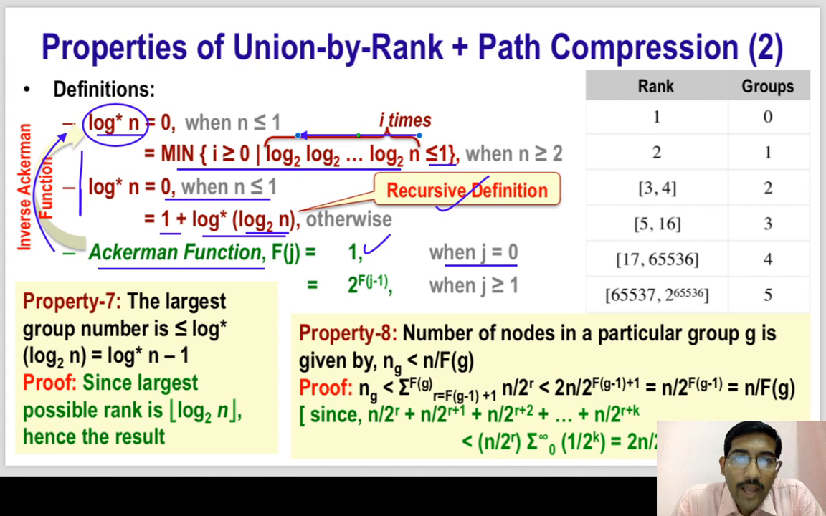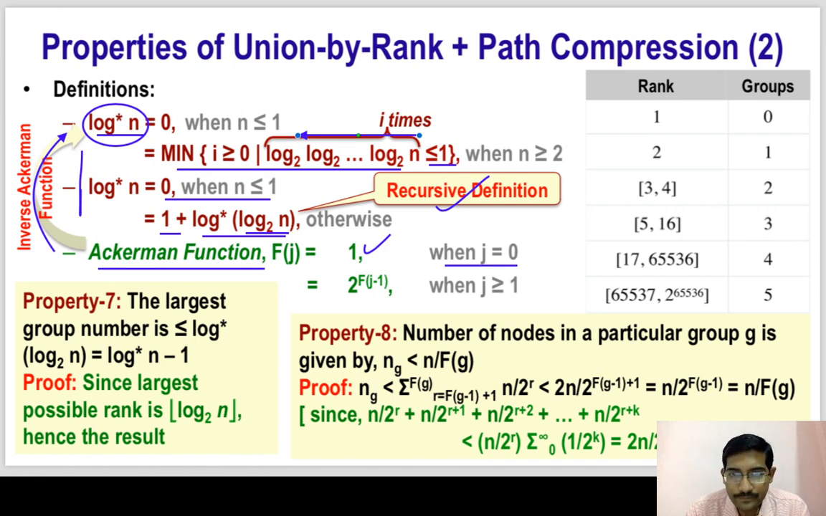Now, to analyze the union by rank with path compression, I would request you to please go through it with a peaceful mind and think over it. I will give you the intuition of what we are doing in this analysis and where we are minimizing our time complexity compared to what we had with only union by rank or union by size.